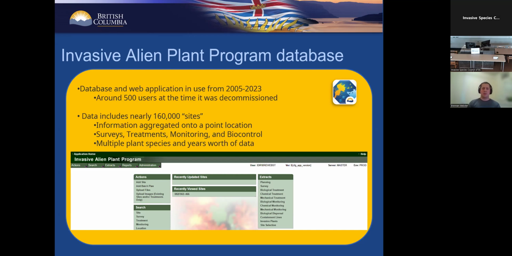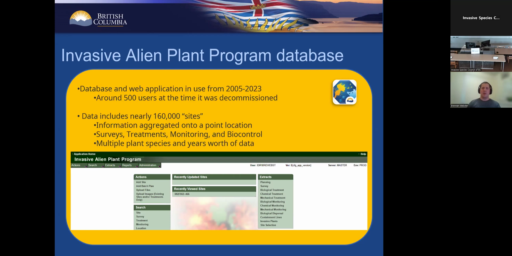I'll talk a bit about what the data structure was, what a site actually is. So the location of invasive plants is tied to a single point location, and any surveys or treatments or monitoring or biocontrol activities are consolidated onto that single location. So there's not a lot of spatial information surrounding that.